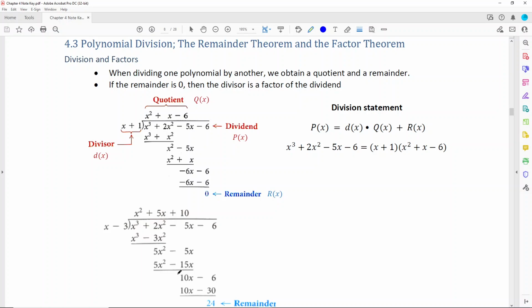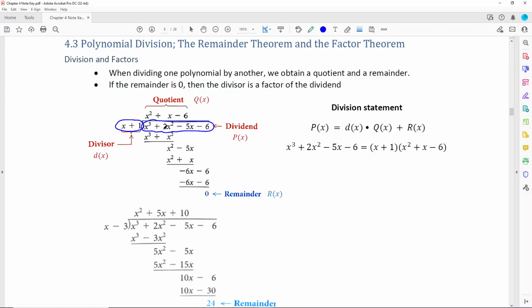So there's some terminology with division that we have to get used to. So something along the lines of, this is long division, okay? What it's showing is that this polynomial, x cubed plus 2x squared minus 5x minus 6, is being divided by x plus 1. So that's setting it up as a long division.